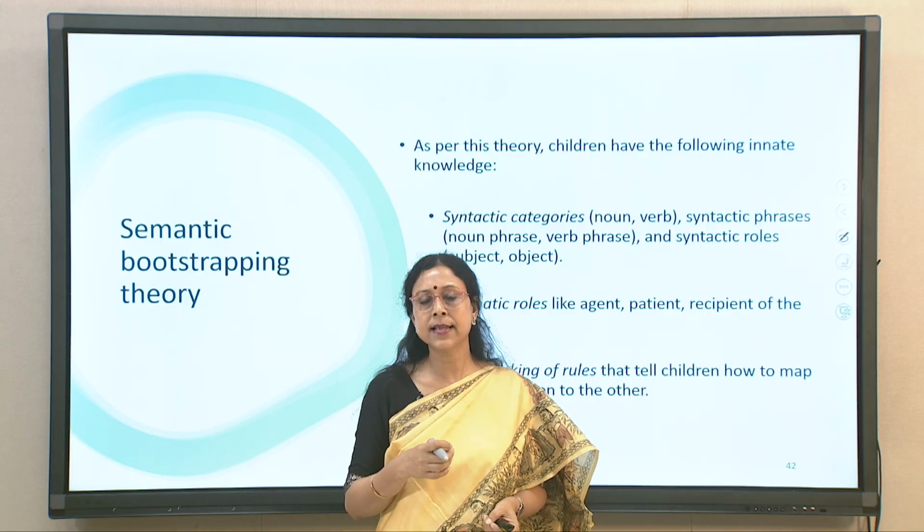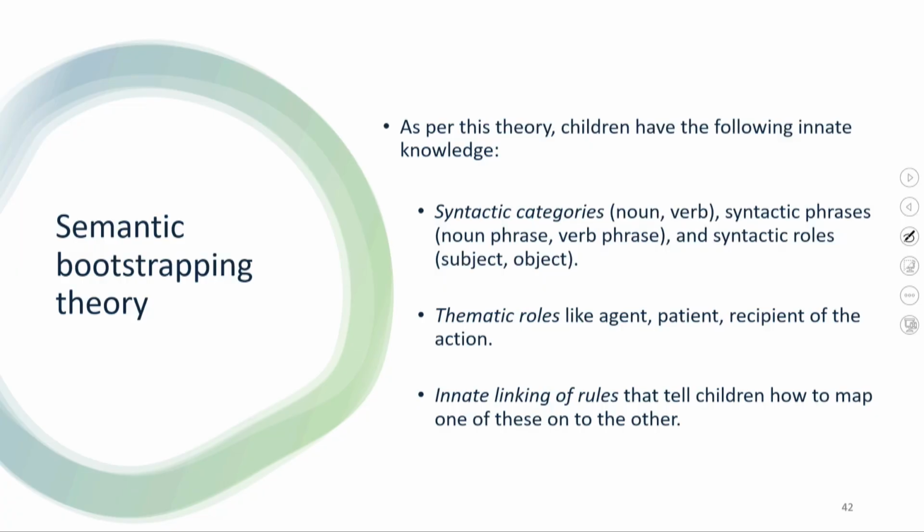Then come things like thematic roles, as in agent, patient, recipient of the action. So, the boy is playing with the toy, so the boy is the agent. Whatever is the receiver of the action is the patient, and then the action itself. These are the thematic roles, depending on whether it is a transitive, intransitive or a ditransitive verb. The number of objects, direct object, indirect object will change and so on.